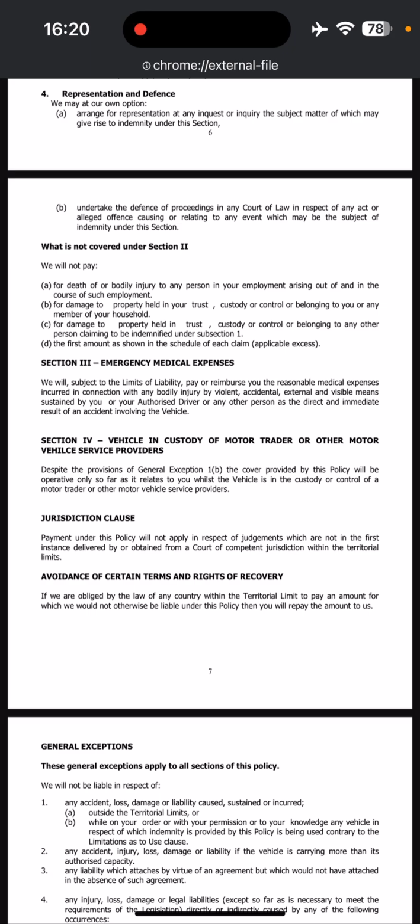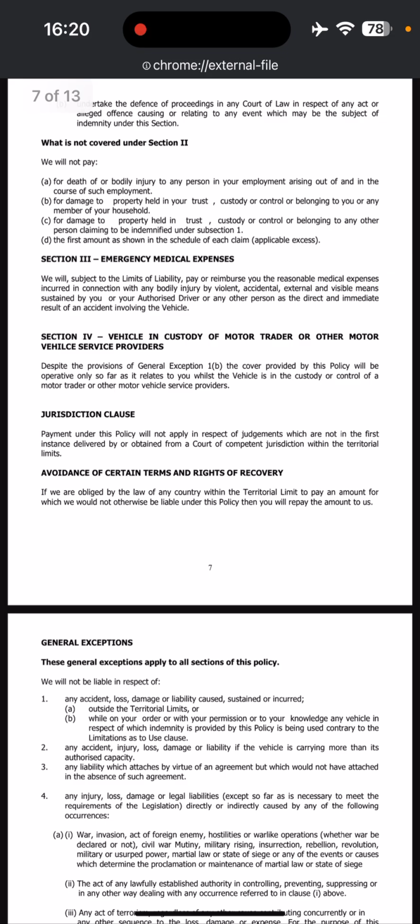So there's also a jurisdiction clause that you need to understand. So this is just payment under this policy will only apply in respect of judgments which are in the first instance delivered by or obtained from a court of competent jurisdiction within the territorial limits. So the jurisdiction clause is Kenya. All judgments and requests for compensation have to be made in a court of law in Kenya.